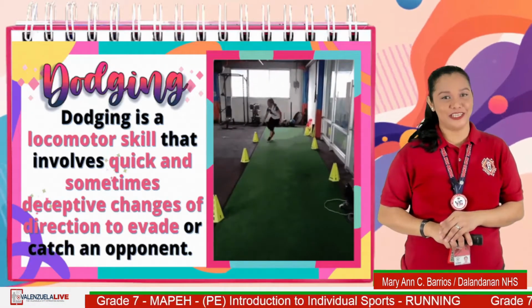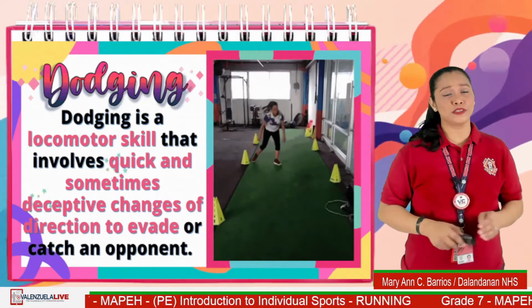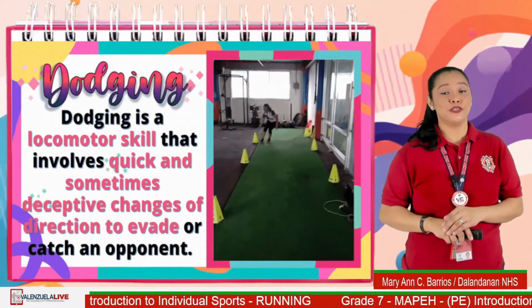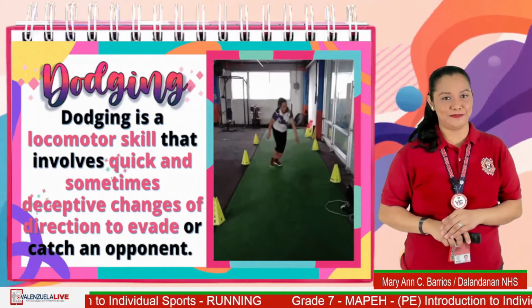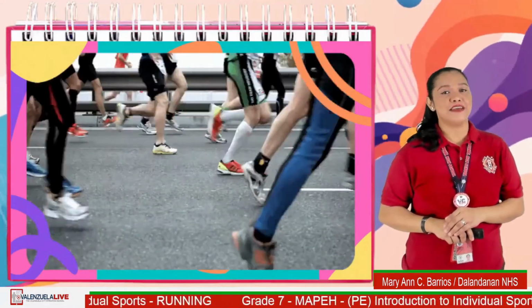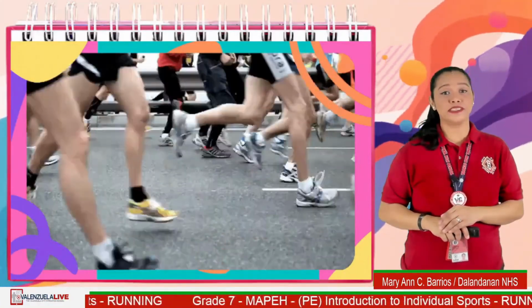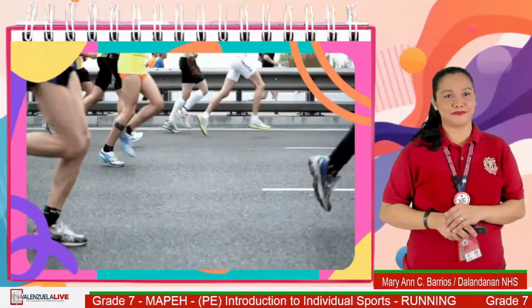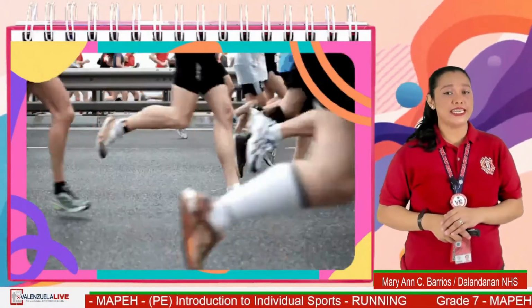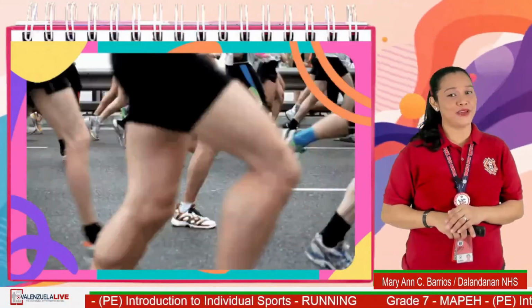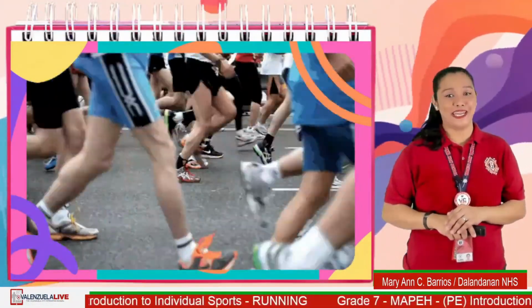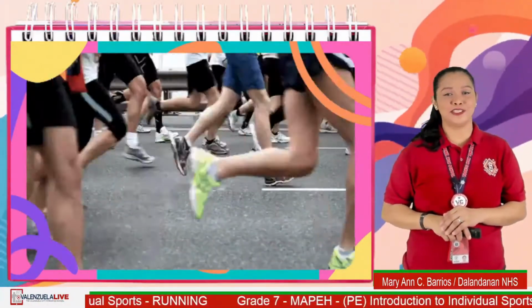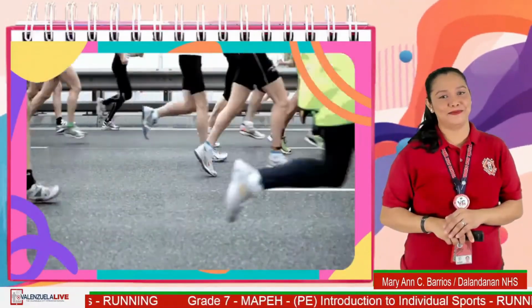Next is dodging. Dodging is a locomotor skill that involves quick and sometimes deceptive changes of direction to evade or catch an opponent. And lastly, evading. All of these are important to many games, sports, and every activity. If you want to elevate your running, it is important to take a look at your running form and make a necessary adjustment and improvement. This will help you to reduce the chance of injury, increase your speed, and boost efficiency.